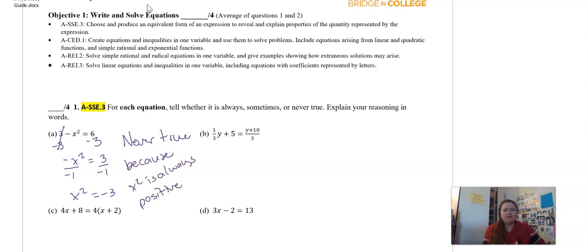Now, remember, you have to actually explain all of these. So the answer is that this is never true. But you do need to explain it.